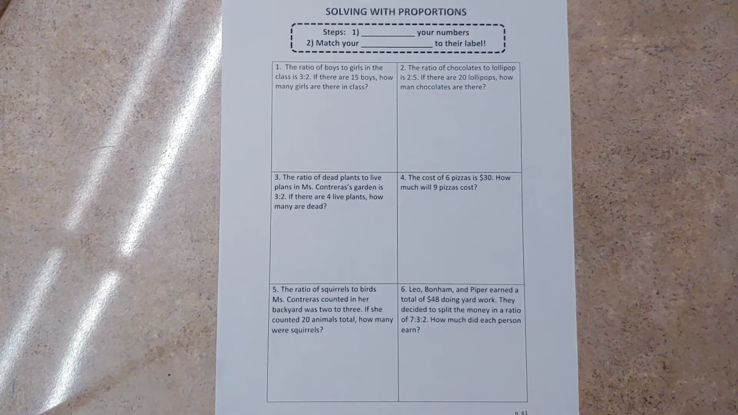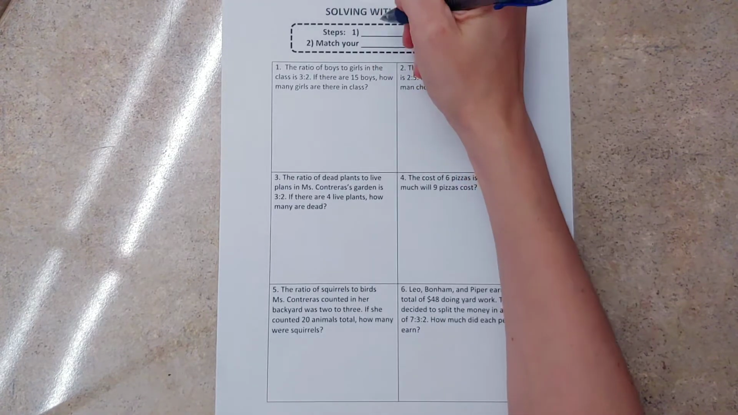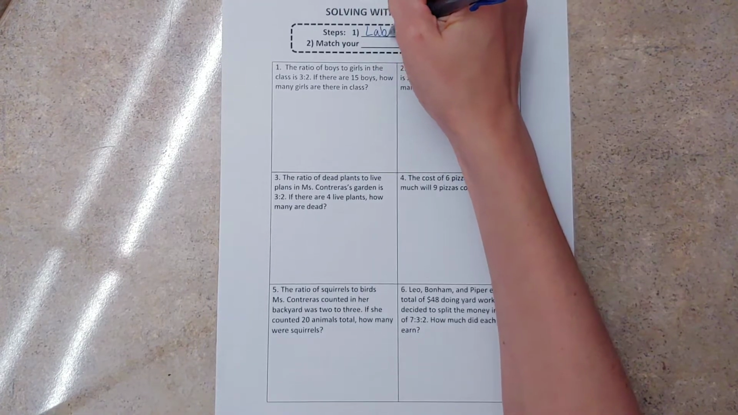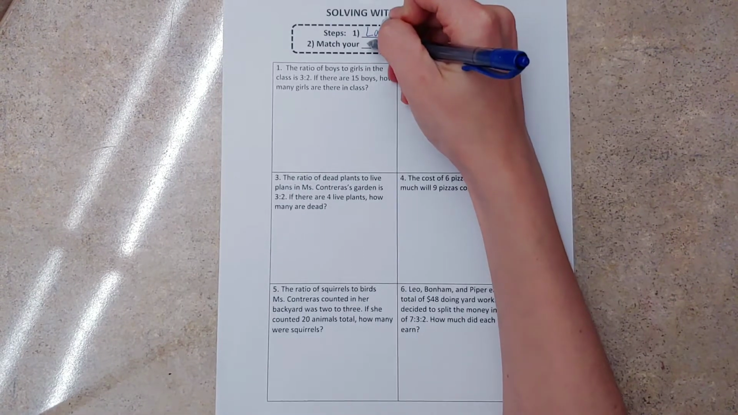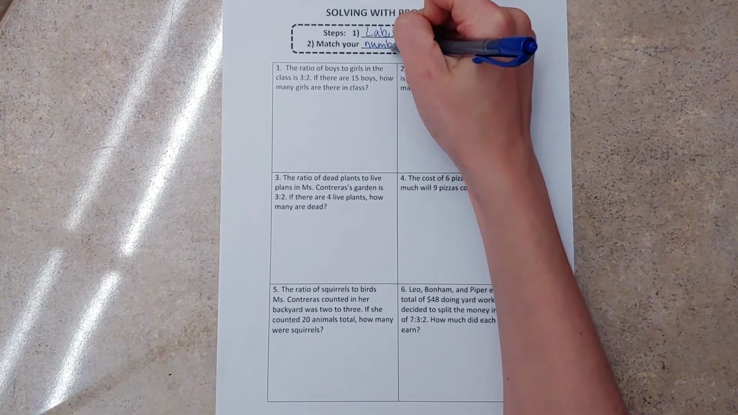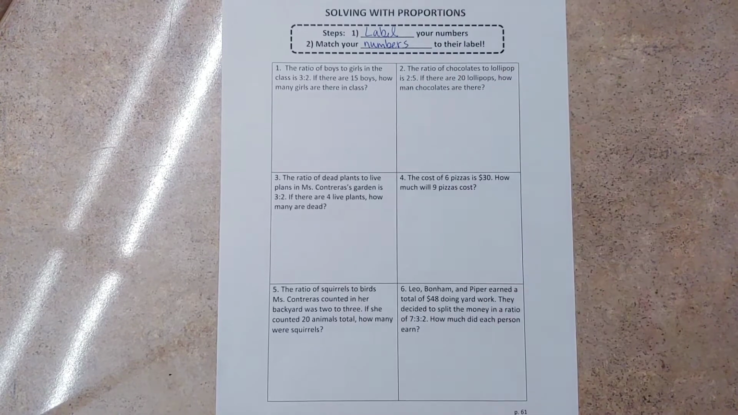Okay, we have solving with proportions, which is very much going to be just like writing ratios. Our first step is to label what we're working with. So label our numbers and then simply match your numbers or your information to their label.